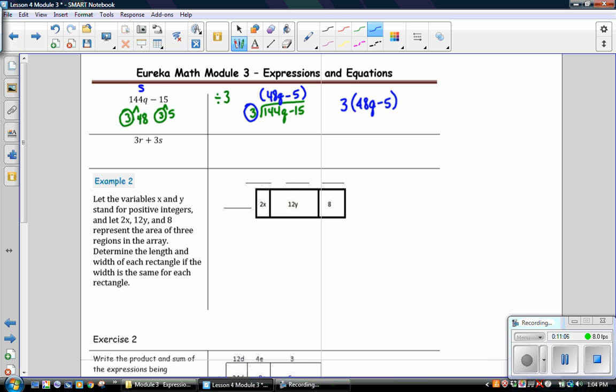This is a sum. Even though it's a subtraction problem, it's still considered a sum because you could rewrite it as addition. And this is considered the product. When it says write each sum as a product, you are factoring out the greatest common factor. For our last problem, we have 3 and 3. So our greatest common factor is 3.